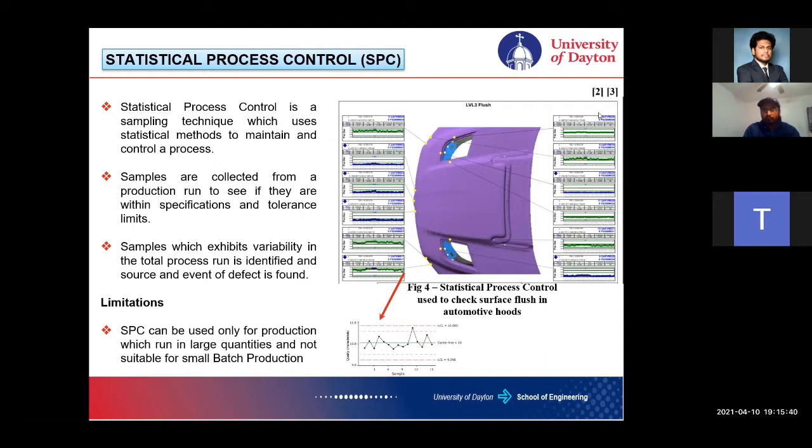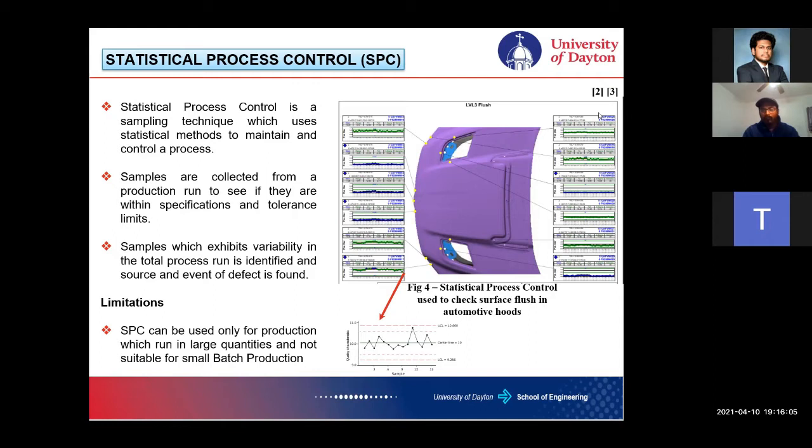For statistical process control, it is the idea of sampling different types of machines and processes to be able to control the variability within it. Samples are collected from a production run to see if they are within specifications and tolerance limits.